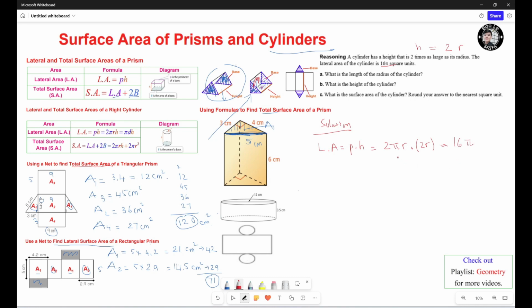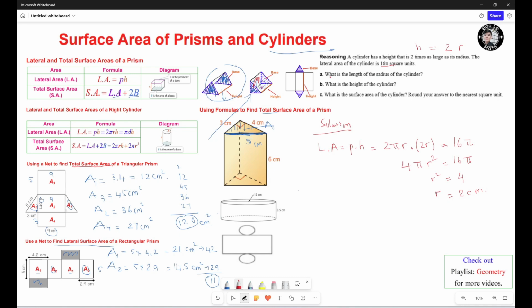Now I substitute values. 2 times 2 is 4 pi, so this is 4 pi r squared equals 16 pi. Divide both sides by 4 pi, so r squared equals 4. Take the square root of both sides. r equals 2, right? 2 centimeters.